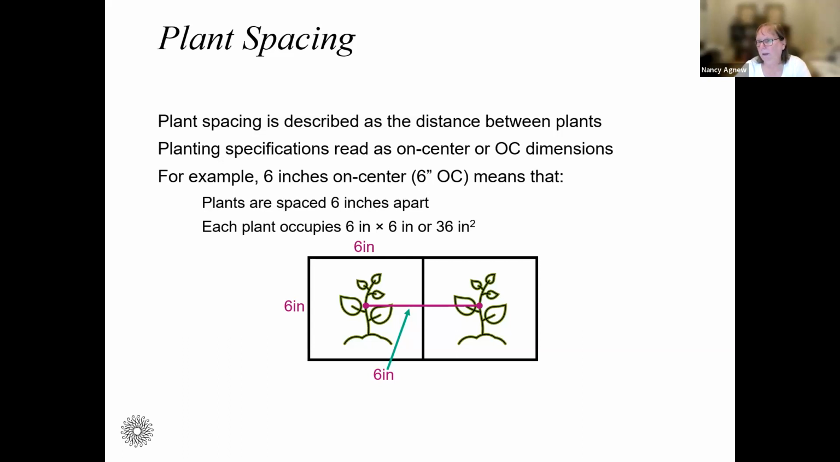So plant spacing is described as the distance between plants. We usually read that as OC, or on-center dimensions. As shown in this picture, plants that are planted 6 inches on center mean that they're planted 6 inches apart. You can see in this little diagram, I've got this little measuring stick that I've labeled as 6 inches. It also means that each plant occupies a space that measures 6 inches by 6 inches. That's why you see the little square boxes here.